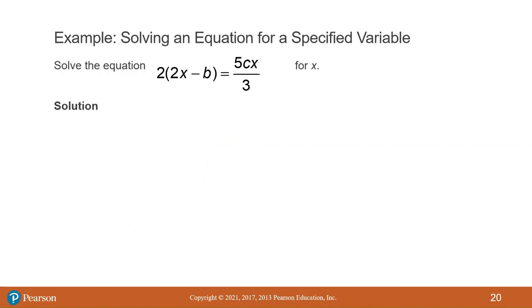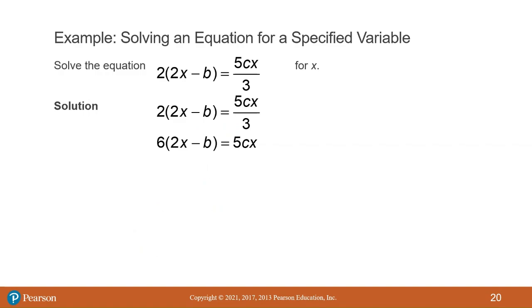All right, let's try a little harder one here. This one says 2 times (2x minus b) equals 5cx over 3. And we want to solve this for x. Now, the tricky part here is x is on both sides of the equation and it's in a fraction. If it's in a fraction, I have something in the denominator. I need to get rid of that part of the denominator first.